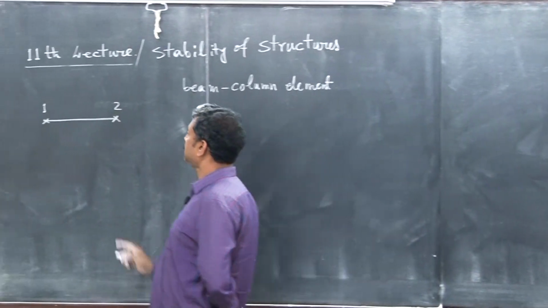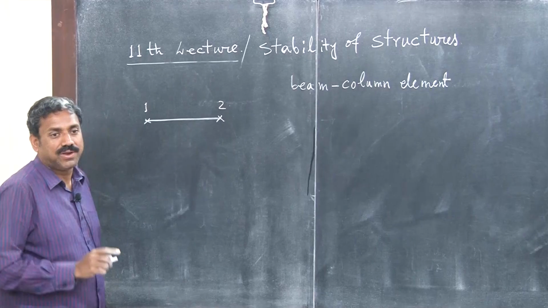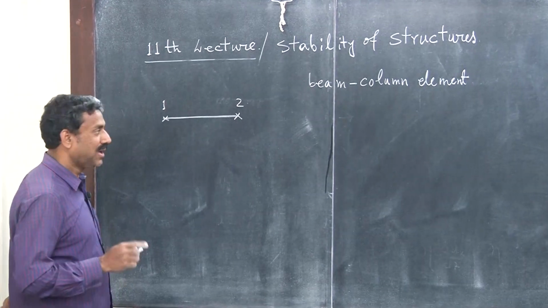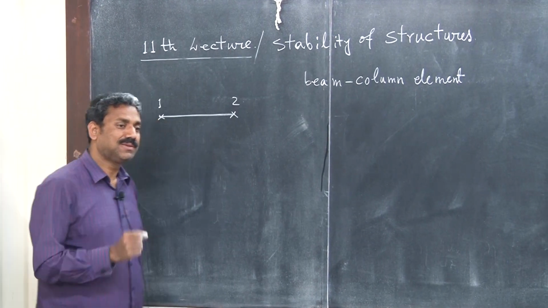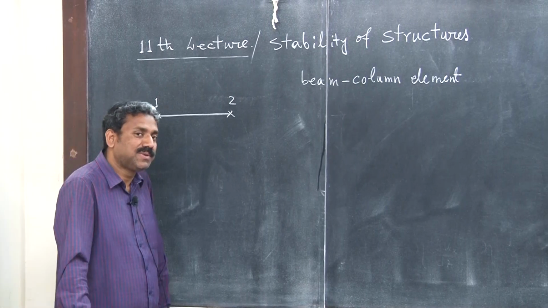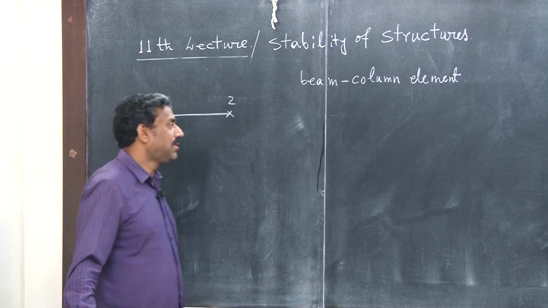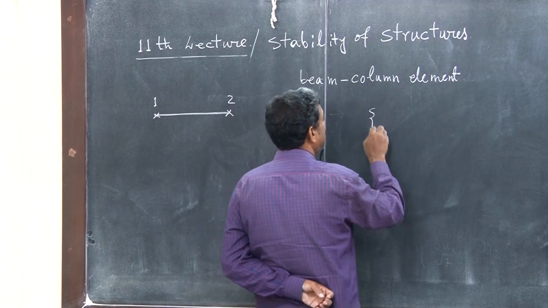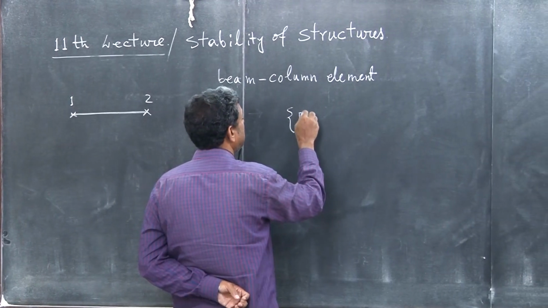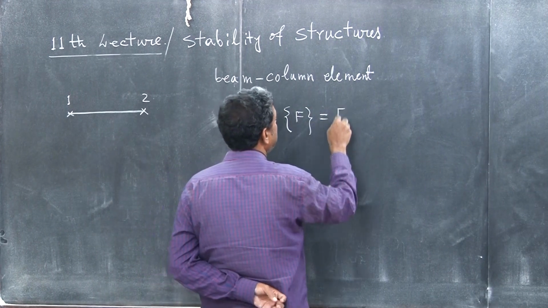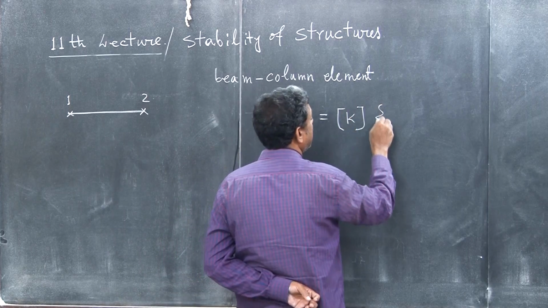So, when we are considering the beam column element, what are we trying to find out? We want to find out the stiffness matrix, right. So, we are going to follow a simple procedure to find the stiffness matrix. When we write it down, it is basically F is equal to K into delta, right. This kind of matrix form it will come, right.